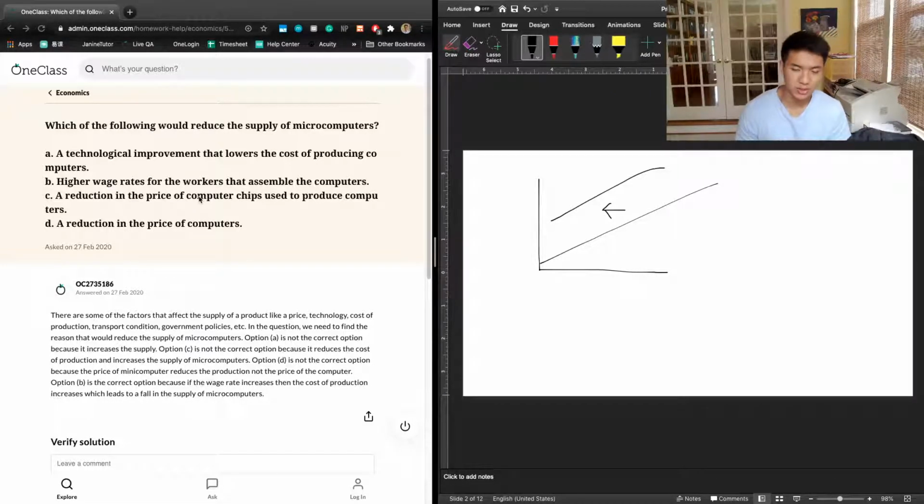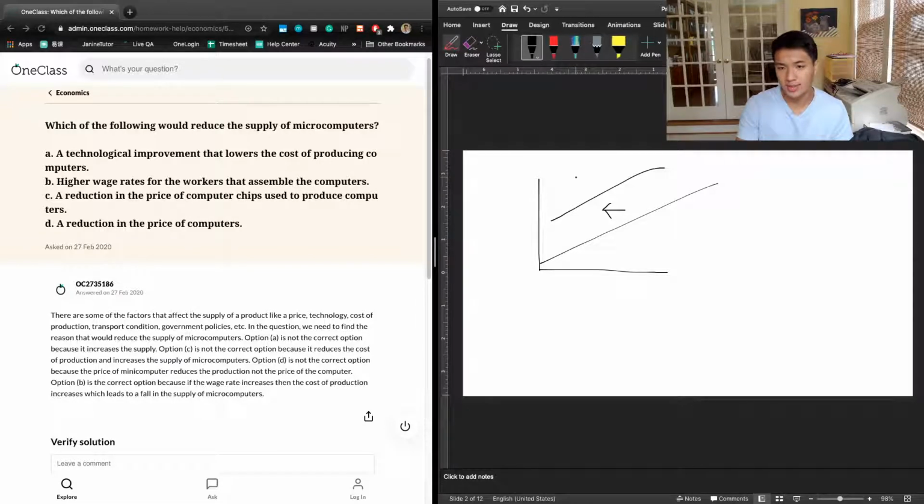And finally, D says a reduction in the price of computers. And this would be more so an interaction of supply and demand. A simple reduction in the price of computers is not going to reduce the supply of microcomputers. And we would also see that if it were just restricted to the supply curve, a reduction in price of computers does nothing to reduce the supply of microcomputers, rather it reduces the quantity supplied of microcomputers. And that's a big distinction.